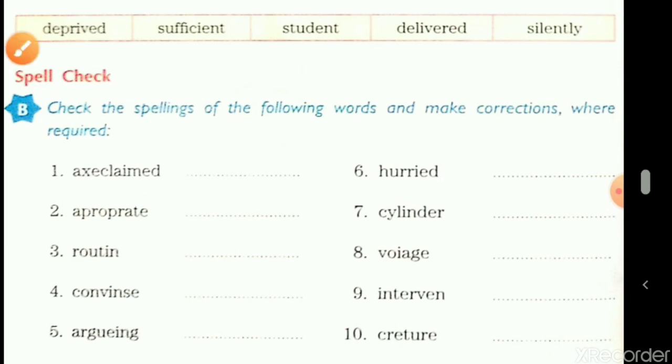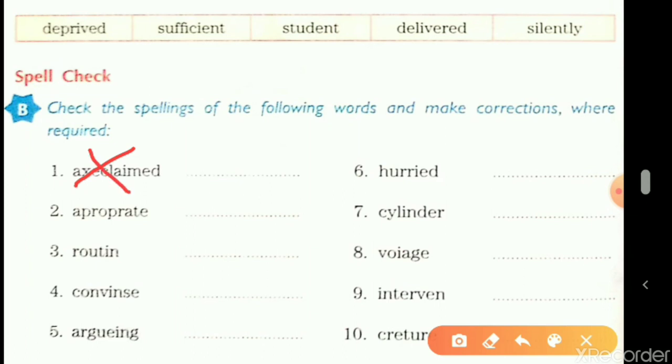Now, the first spelling is exclaim. This is a wrong spelling, students. And please write the correct spelling. I'm dictating it to you. The correct spelling would be E-X-C-L-A-I-M-E-D. Exclaimed. Again, I'm repeating. E-X-C-L-A-I-M-E-D. Exclaimed.